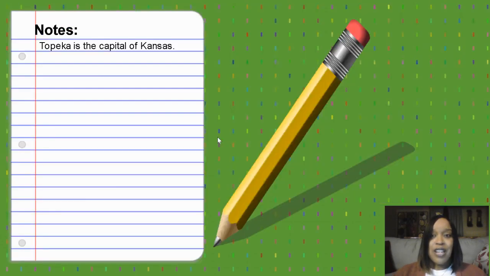All right, friends, so on your piece of paper, a good note that I would write down is that Topeka is the capital of Kansas. That is one characteristic of Kansas that we have learned about. Okay.